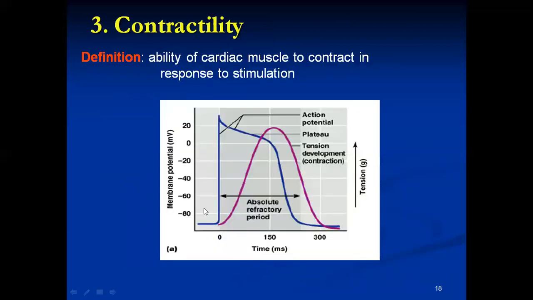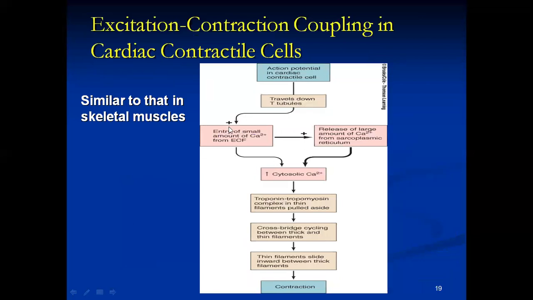Next is contractility. This is the ability of muscle to contract in response to stimulus. Here you can see how it is almost similar to skeletal muscles. You can see this diagram. Action potential in cardiac contractile muscle travels down the T tubules. Then there is entry of a small amount of calcium ions from extracellular fluid, leading to release of a larger amount of calcium from sarcoplasmic reticulum. Then there is increased systolic calcium and so on, then there is sliding of the filaments leading to contraction of the heart muscle.